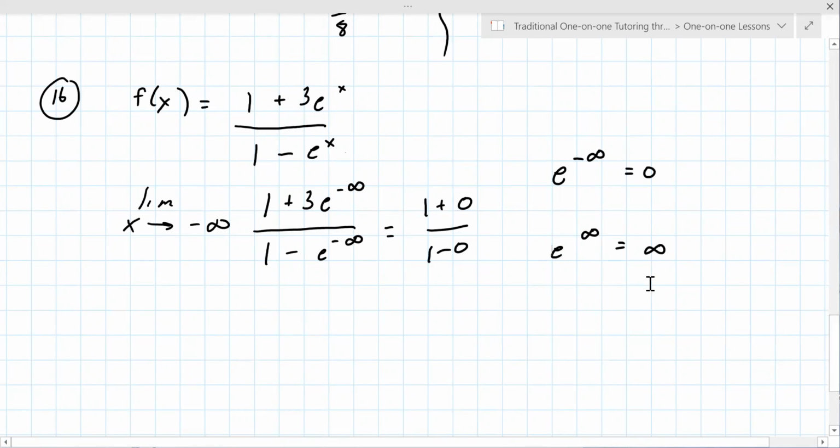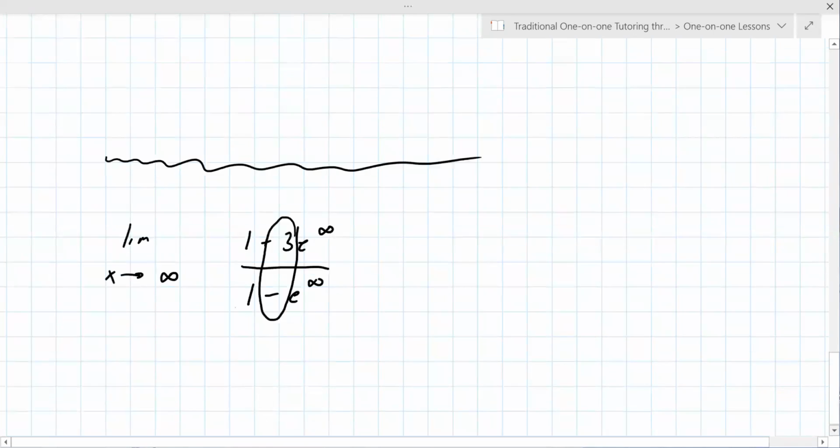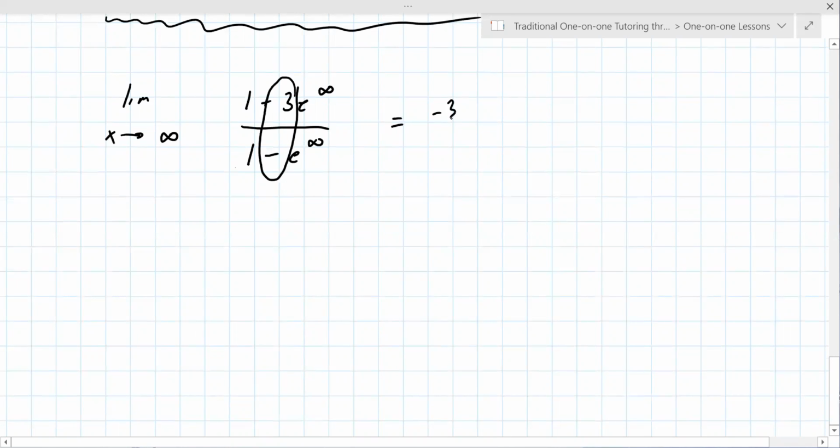So anything with an e, it's not the same rules. It's not the same rules, but in this case, it is. It becomes positive 3 over minus 1, so minus 3. That makes sense. Okay, so let's do another one like this.